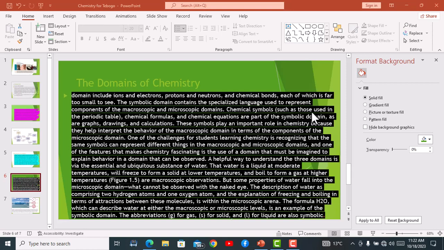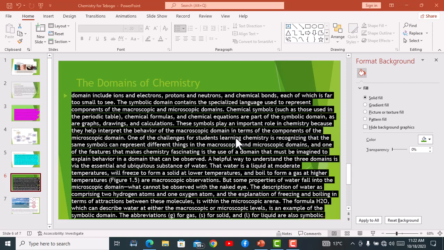So chemical symbols such as those used in the periodic table, chemical formulas, and chemical equations are part of the symbolic domain, as are the graphs, the drawings, and the calculations. These symbols play an important role in chemistry because they help interpret the behavior of the macroscopic domain in terms of the components of the microscopic domain. So we are simply saying here that what happens in the world of the microscopic view has an impact on what is happening in the macroscopic view.